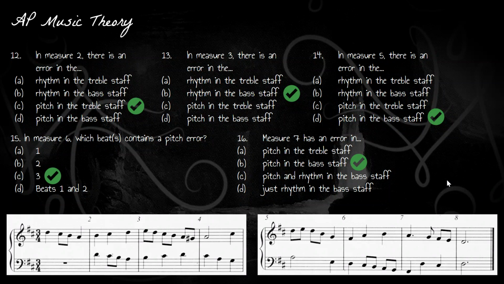The correct answer for number 12 is C. The second measure is played higher by a third than what is written. Correct answer for 13 is B. The third measure has a dotted quarter and an eighth note pattern in the bass staff. Correct answer for 14 is D.